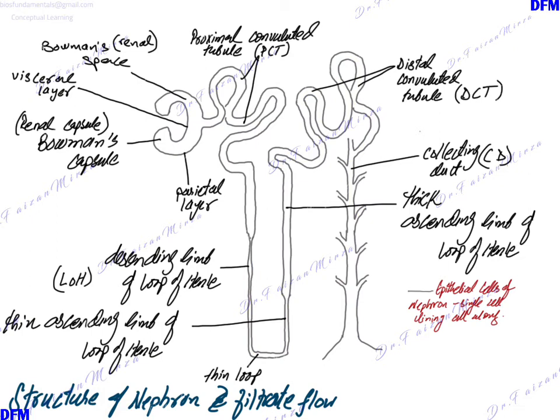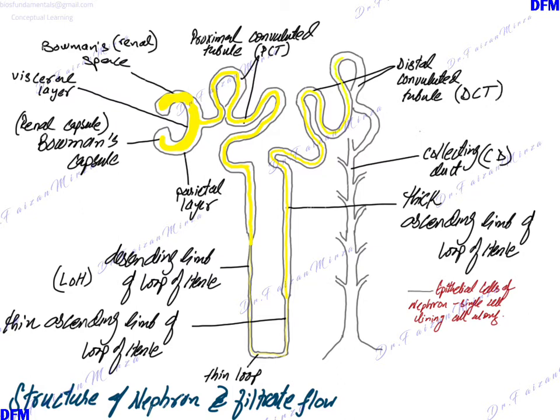When the filtrate forms in the Bowman's space, so we have the filtrate initially forming here. The filtrate starts to move into the Bowman's capsule. From there it travels into the proximal tubule. The filtrate will then go to the loop of Henle. It will be transported along the loop of Henle and up towards the distal tubule.